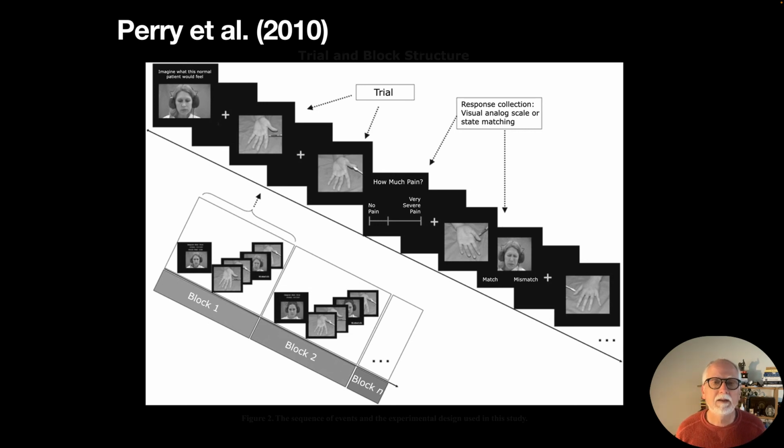Or you might be asked, here's a picture of this person's face. Do you think that means it was when the needle was touched to their skin, or when the cotton bud was touched to their skin? So it's a different kind of task that they would do on some of the blocks. The idea is you could either rate their pain or figure out which facial expression they should have for that particular touch of the cotton bud or the needle.